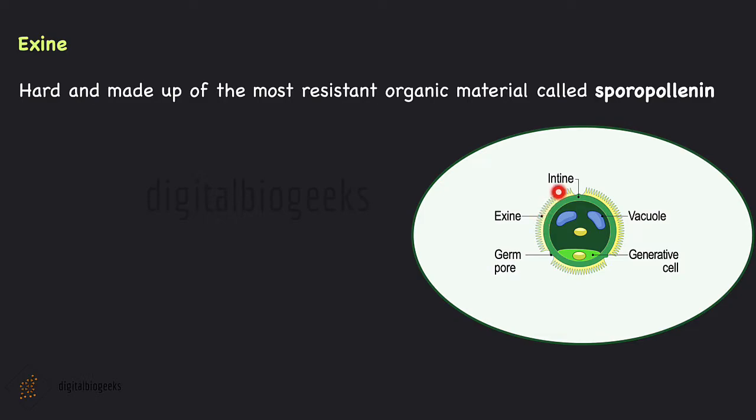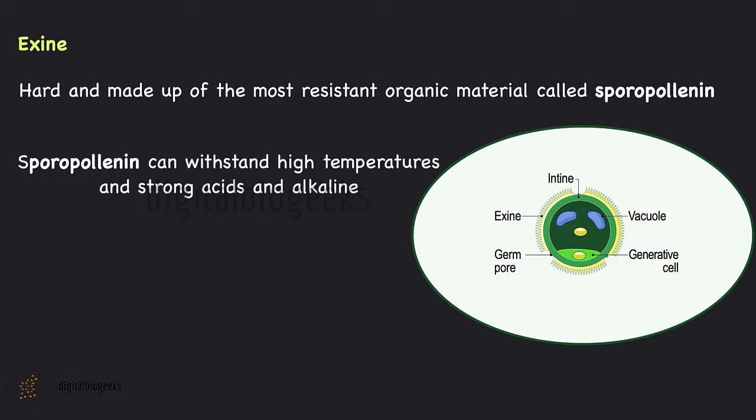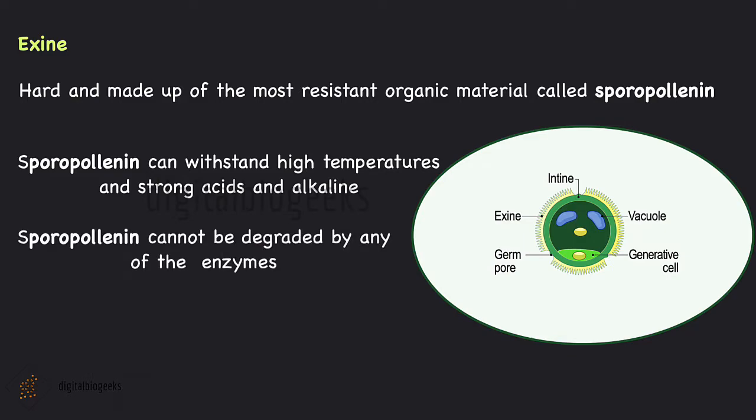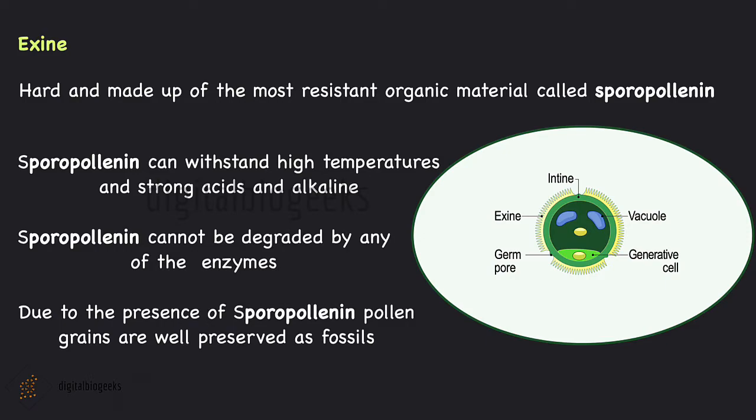This is the exine layer. This outside layer is the exine, and it is made up of sporopollenin. This sporopollenin can withstand high temperatures and strong acids and alkalis. Sporopollenin cannot be degraded by any of the enzymes. Due to the presence of sporopollenin, pollen grains are well preserved as fossils.